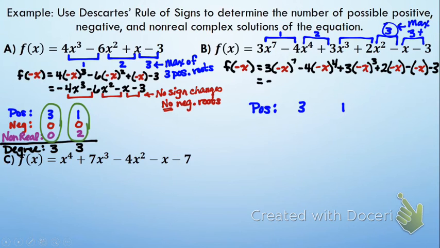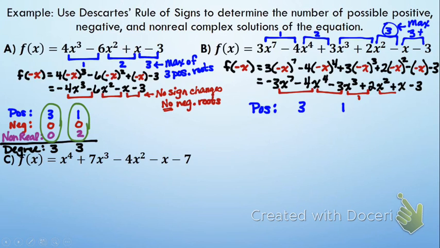So I would have negative 3x to the 7th, minus 4x to the 4th, minus 3x cubed, plus 2x squared plus x minus 3. How many times does our sign change? 2. Yeah. Doesn't change until here, but then it changes again here. So 2 is the maximum there for negatives.